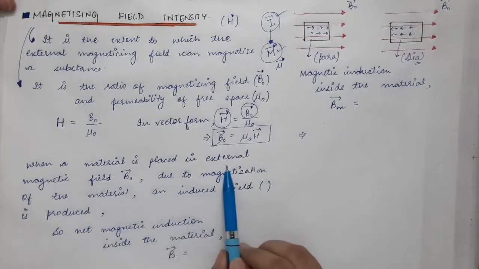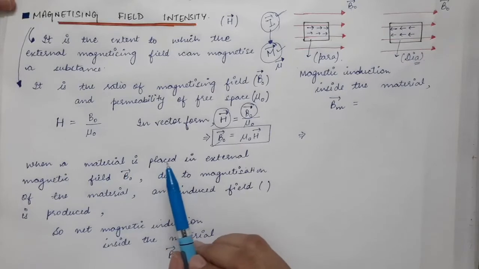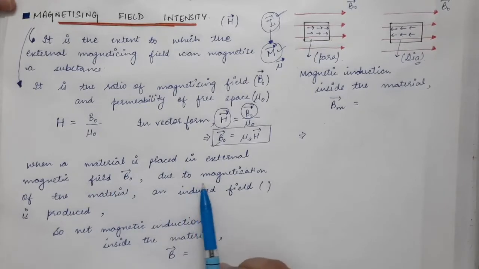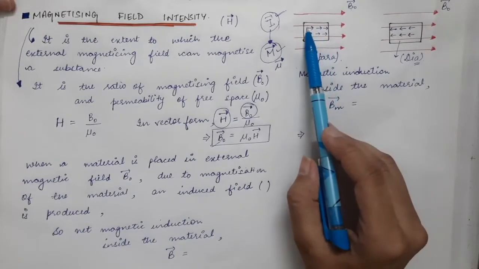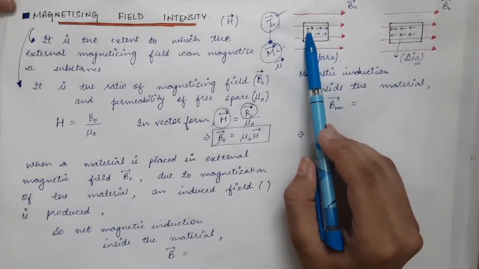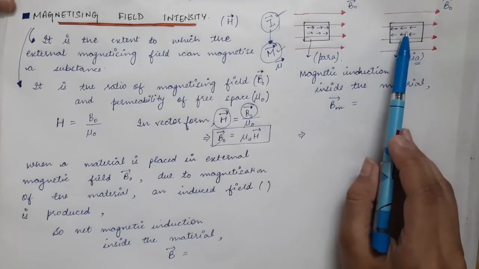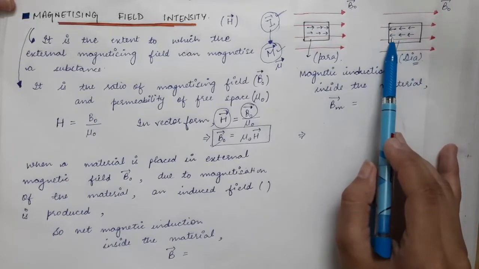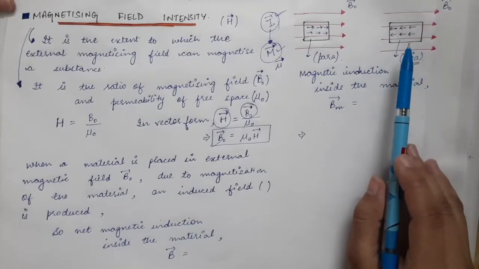Now, when a material is placed in an external magnetic field B naught vector, it can be paramagnetic or it can be diamagnetic. Due to the magnetization of the material, an induced field is produced inside the sample. In the paramagnetic case, the induced field is in the same direction as the external magnetic field, whereas the opposite happens in the case of diamagnetic. The induced magnetic field is produced in the opposite direction to that of the external magnetic field.